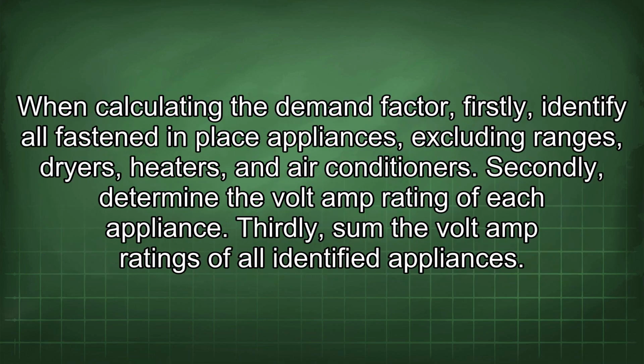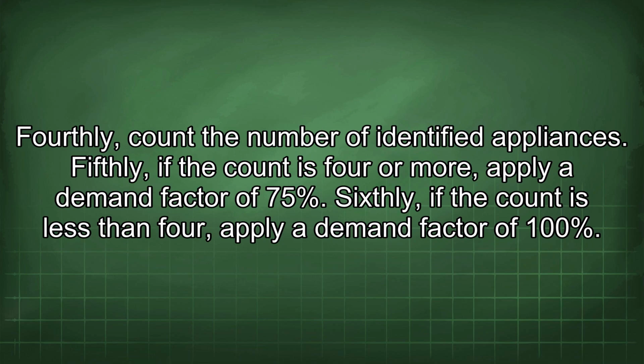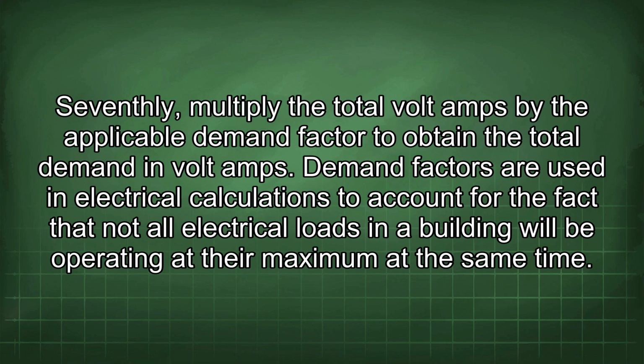overloading. When calculating the demand factor, firstly, identify all fastened-in-place appliances, excluding ranges, dryers, heaters, and air conditioners. Secondly, determine the volt-amp rating of each appliance. Thirdly, sum the volt-amp ratings of all identified appliances. Fourthly, count the number of identified appliances. Fifthly, if the count is 4 or more, apply a demand factor of 75%. Sixthly, if the count is less than 4, apply a demand factor of 100%. Seventhly, multiply the total volt-amps by the applicable demand factor to obtain the total demand in volt-amps.